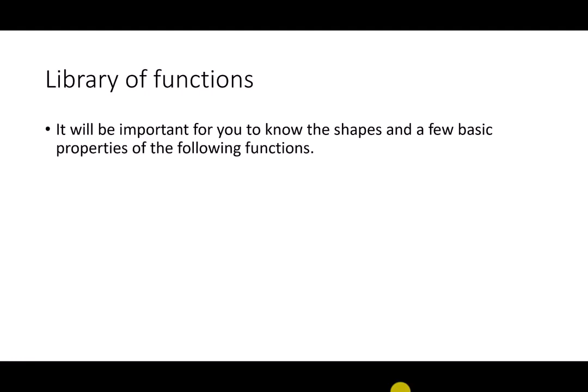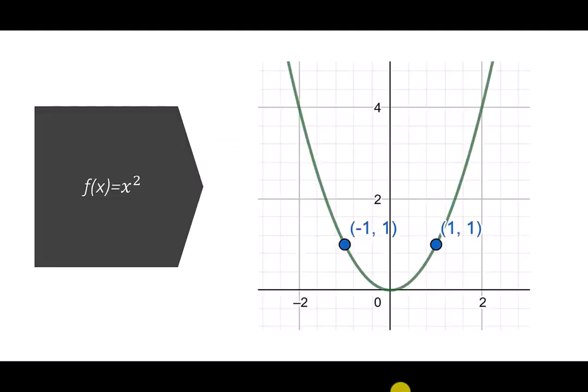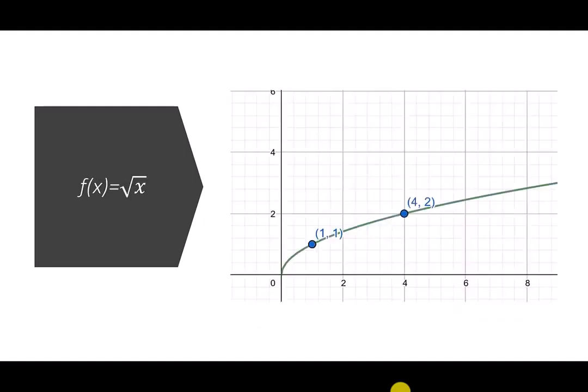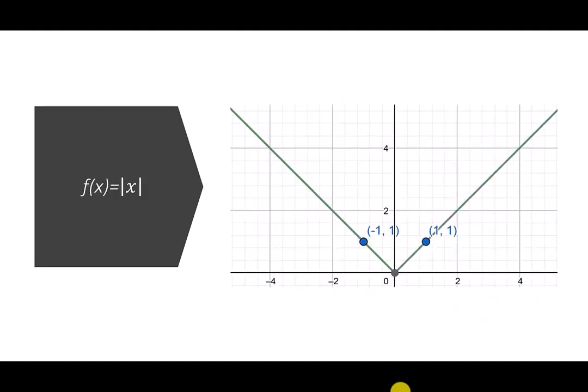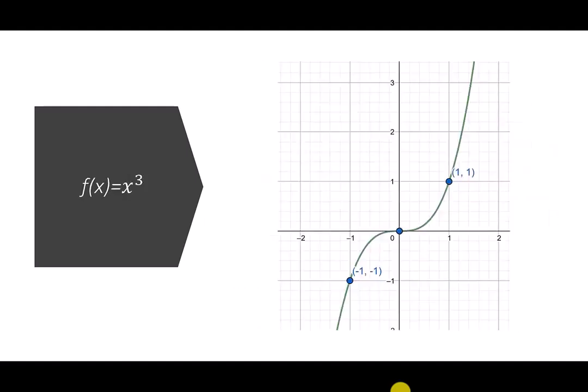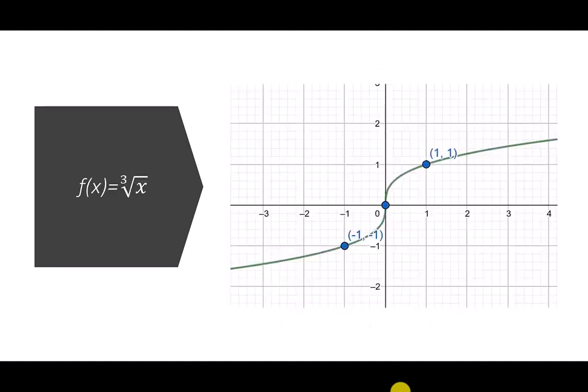So we want to start by talking about the library of functions, which I have other videos about if you need to review them. It'll be important for you to know these shapes and a few basic properties in order for us to do transformations. So let me quickly run through the different ones we're going to do. We'll look at f of x is x squared. We will look at the square root of x. We will look at absolute value, x cubed, and the cube root of x.